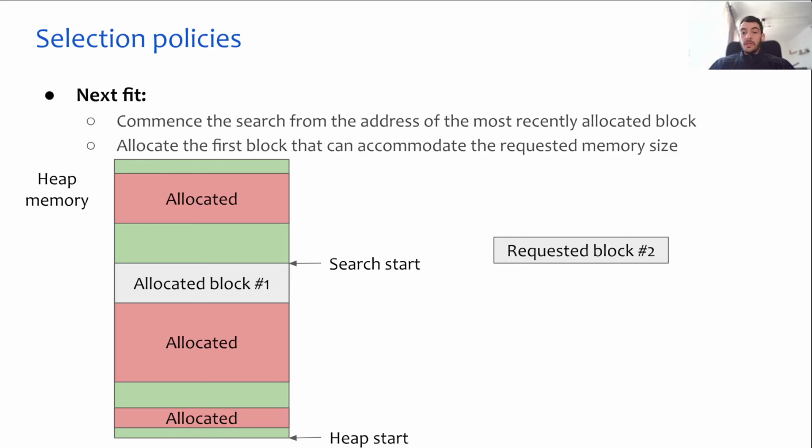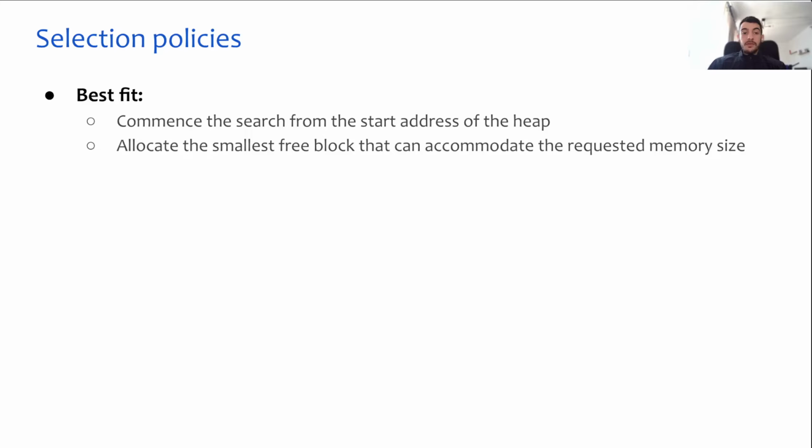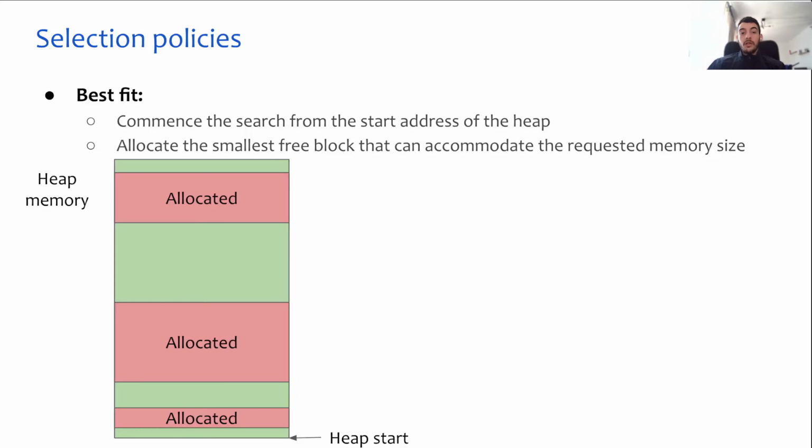So here, when you have the second requested block, the first block that will be checked will be the one directly above the other one, and there we can have our allocation. Lastly, we have the best fit, and under this policy, when an allocation is requested, all the heap blocks are examined so that the best one is chosen.